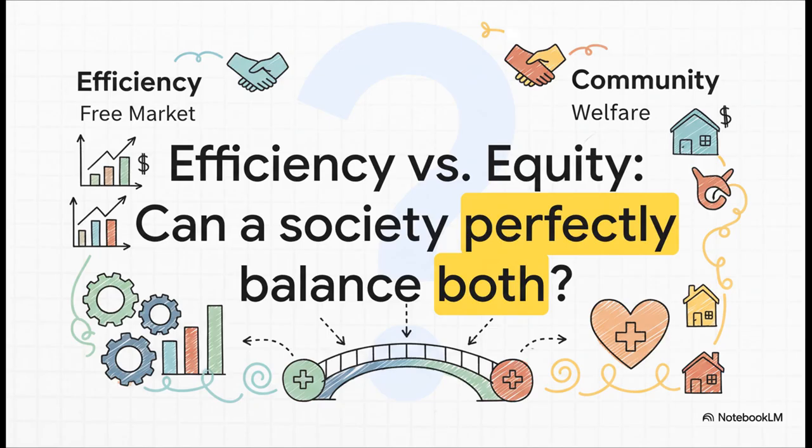Which leaves us with the final, really thought-provoking question that sits at the very heart of this entire discussion. In this ongoing debate between economic efficiency and social equity, is there such a thing as a perfect balance? Or is the search for that balance the very thing that's going to keep shaping our societies for generations to come?